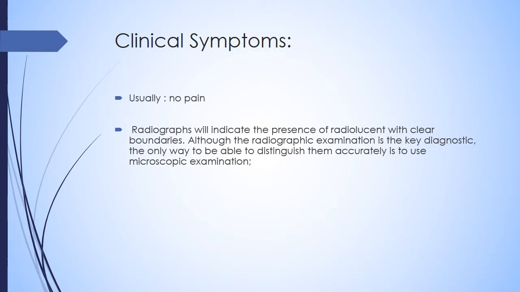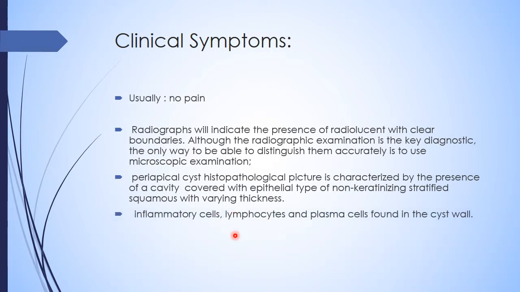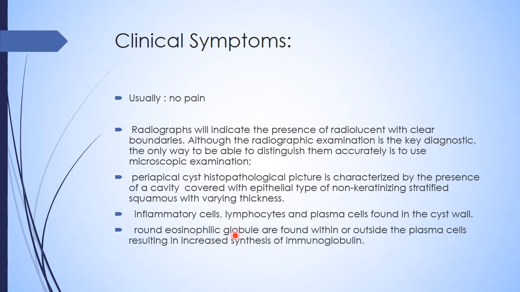Although the radiographic examination is a key diagnostic, the only way to distinguish them accurately is to use microscopic examination. The peri-apical cyst histopathological picture is characterized by the presence of a cavity covered with non-keratinizing stratified squamous epithelium of varying thickness. Inflammatory cells, lymphocytes, and plasma cells are found in the cyst wall, as well as round eosinophilic globules found within or outside the plasma cells, resulting from increased synthesis of immunoglobulin.